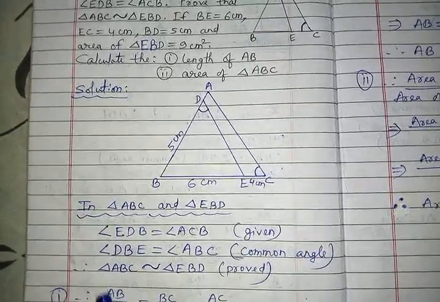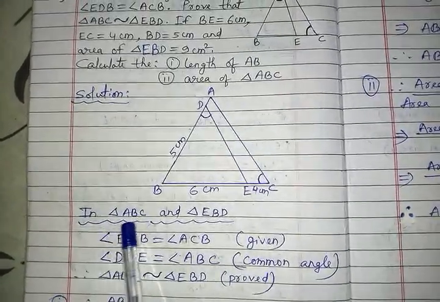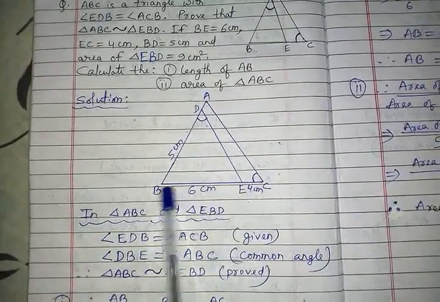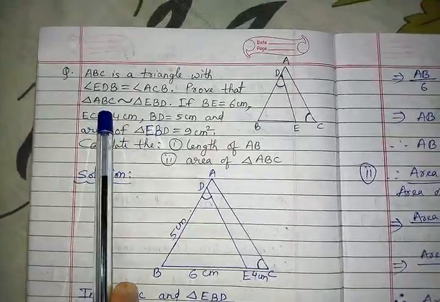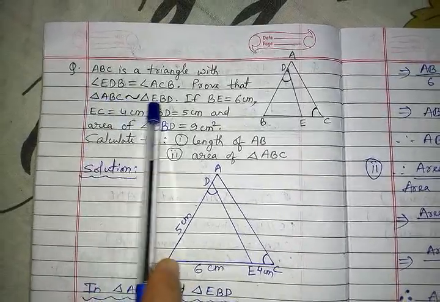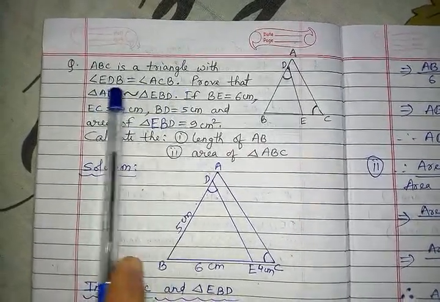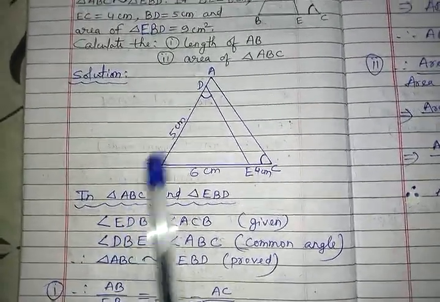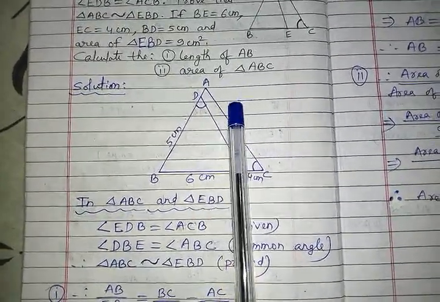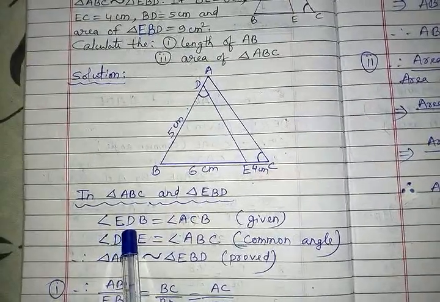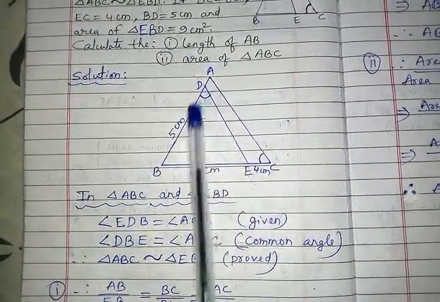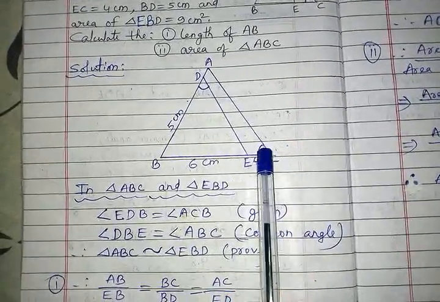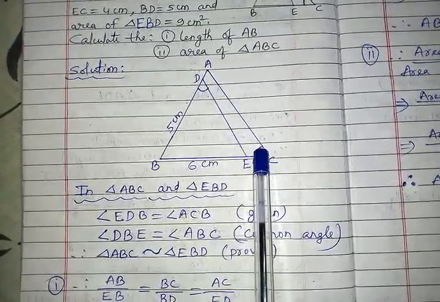Those values I have put, and here I begin. I wrote this heading of the triangle not according to my own way. This time I have taken the triangle's name as per the question. So I took both the triangles as my heading, and I have begun here that in these two triangles, greater and smaller, angle EDB is equal to angle ACB. This is given. This angle is equal to this angle, this is given.